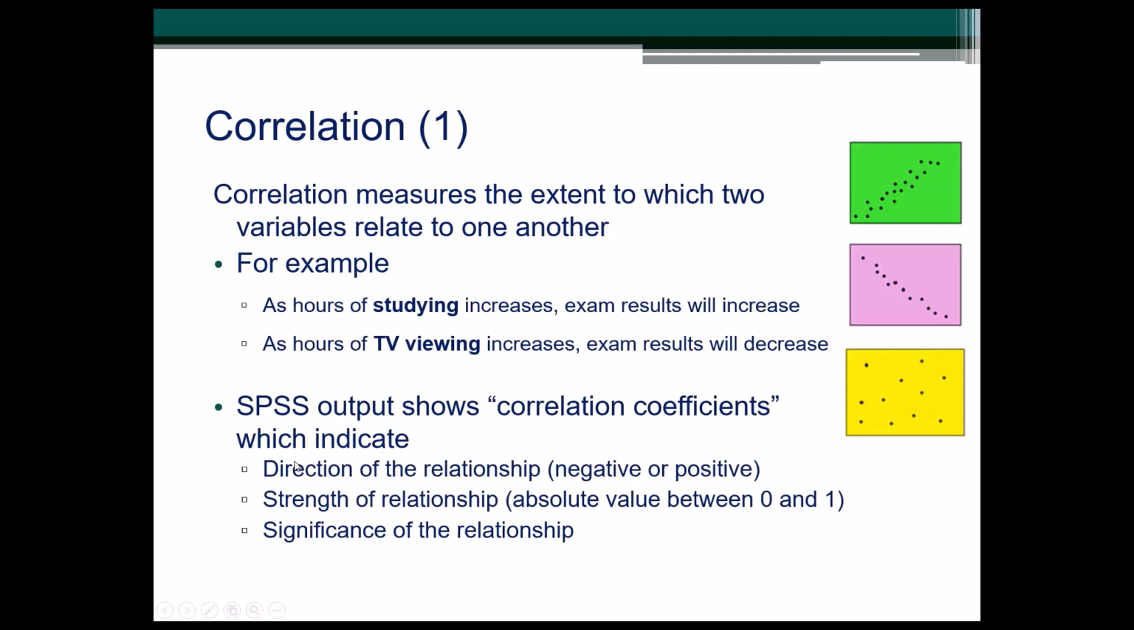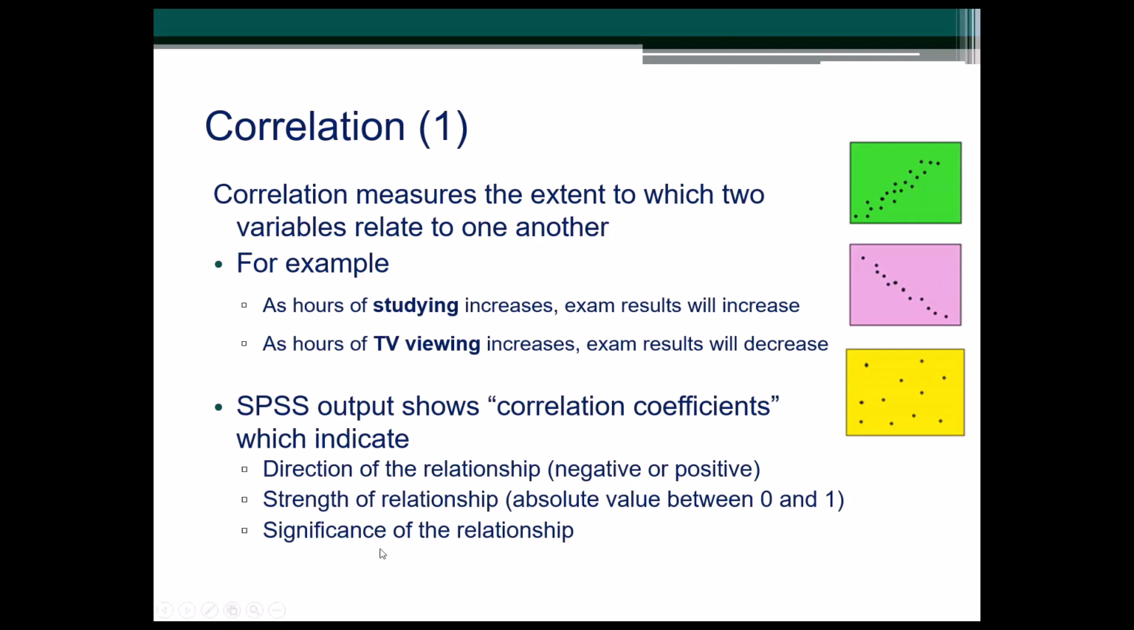SPSS will give us correlation coefficients that help us to understand the direction of the relationship. If it's a positive direction, as one variable increases, the other one also increases, or if it's a negative relationship, as one variable increases, the other one decreases. It'll also provide us with an actual number, we call that a coefficient, that tells us the strength of that relationship, and that'll be an absolute value between 0 and 1. The closer to 0 it is, the weaker that relationship is, and the closer to 1 or negative 1 in the case of negative correlations, the stronger that relationship is. So the more clustered around the diagonal they tend to be, the clearer that relationship is.